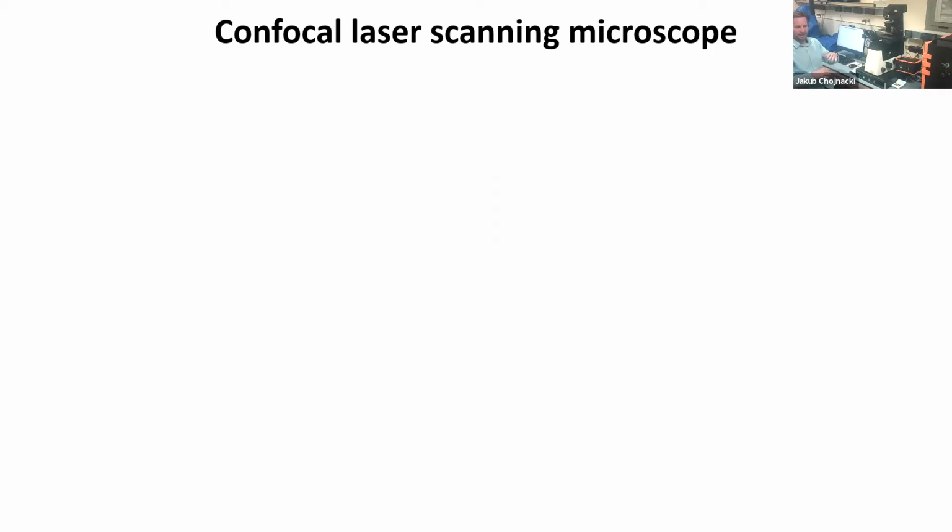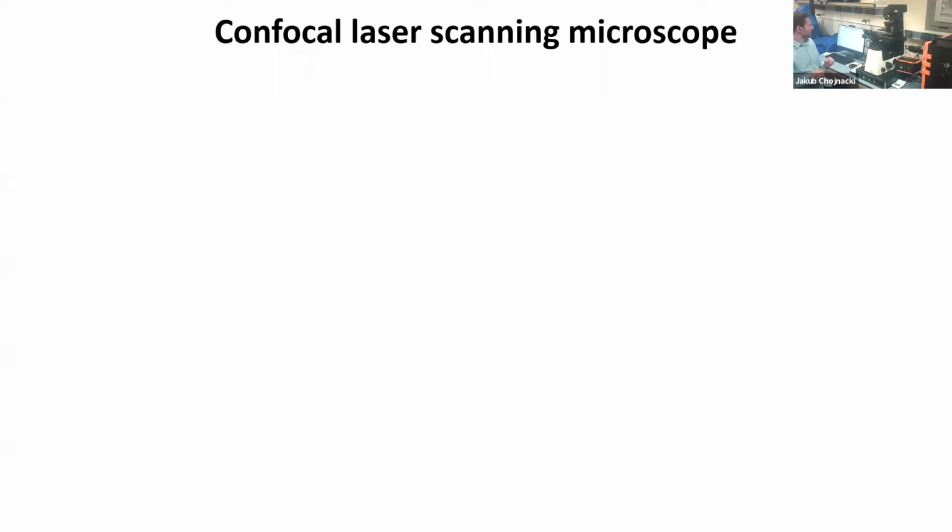So anything that is above and below the focal point of the laser light is discarded. This is very important because when you don't use a confocal microscope, you see a lot of light coming from different parts of the sample, and that makes it much more difficult to observe things that are in focus.